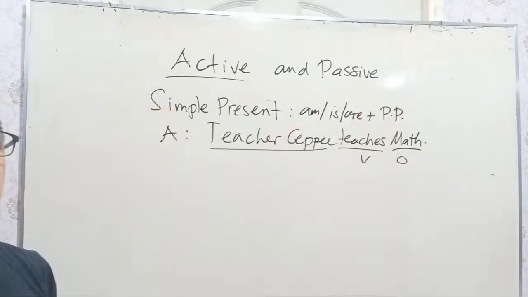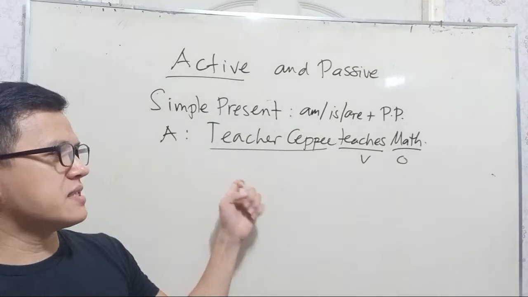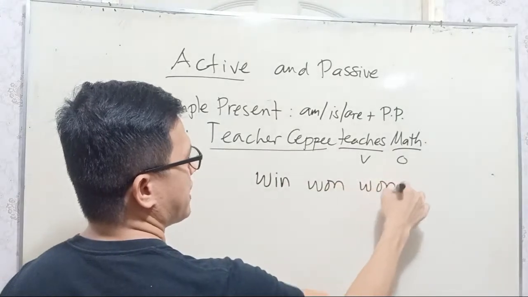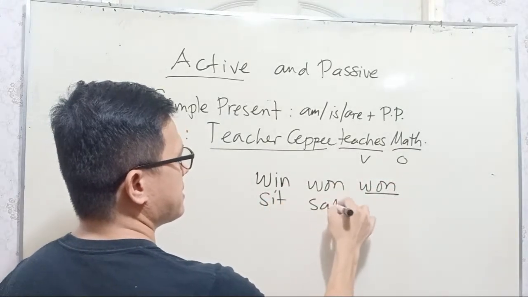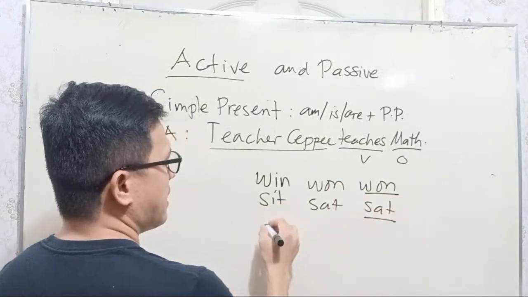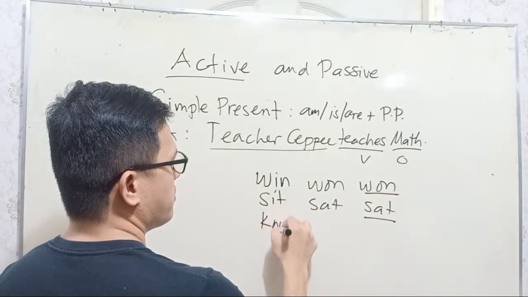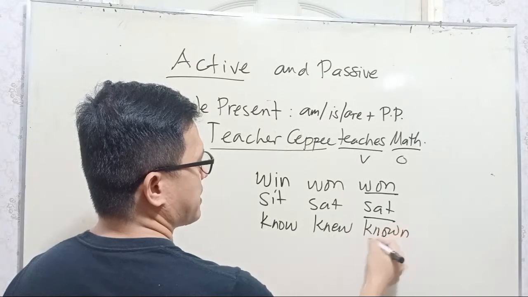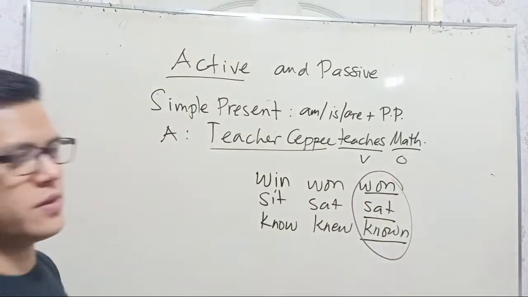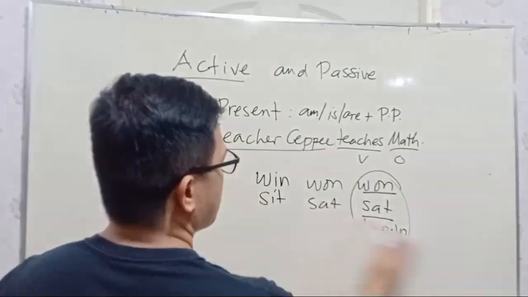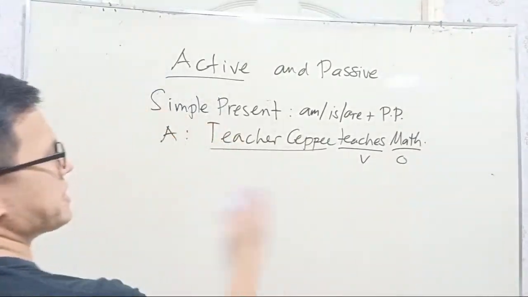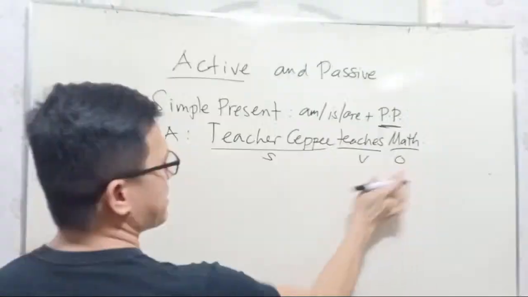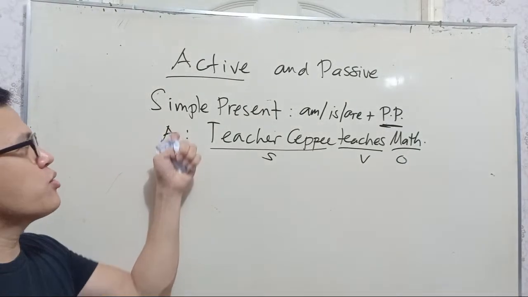Okay, so past participle of the verbs are those in like this one. Win, won, won. Okay, so this part. Sit, sat, sat. Okay, this part. What more? Know, knew, known. Okay? Known. Okay, so this is the past participle forms of the verbs. So, always with is, are, the be verb plus past participle of the verb. Okay, so this one, we have the subject, the verb, and the object. Okay, so how do we change this one into passive form?